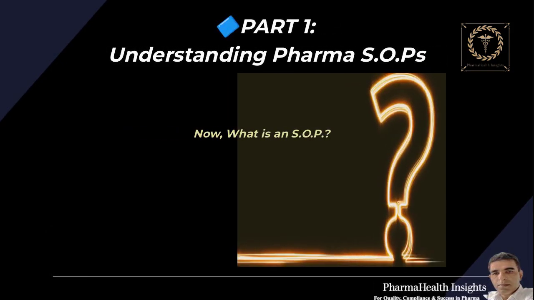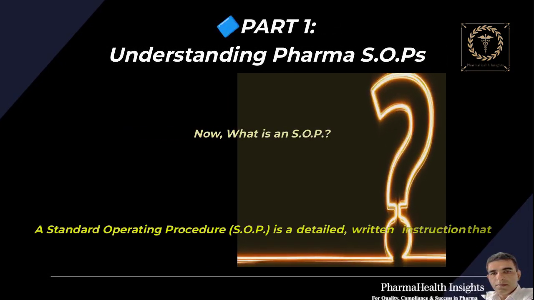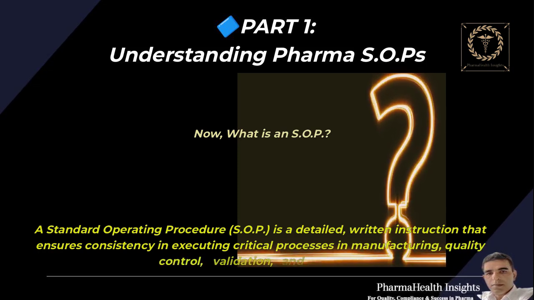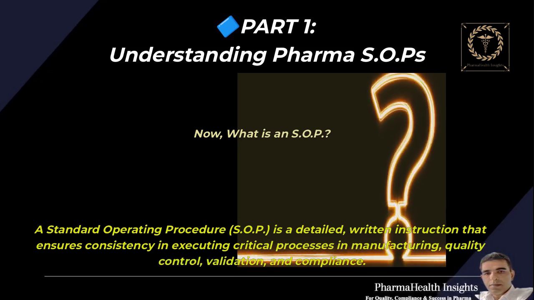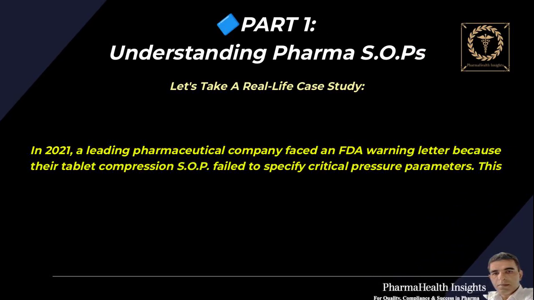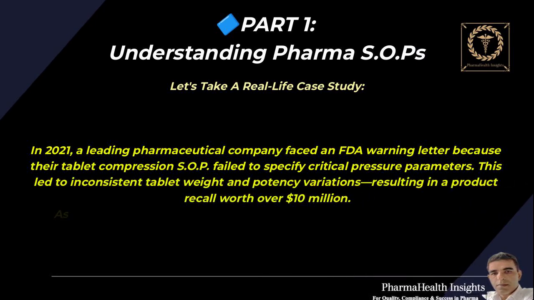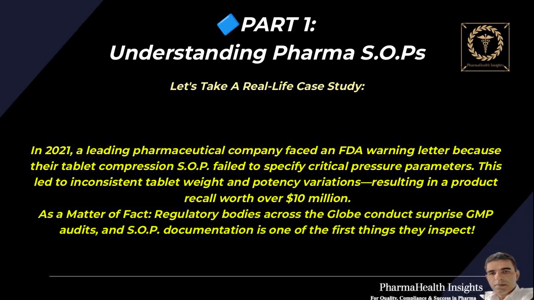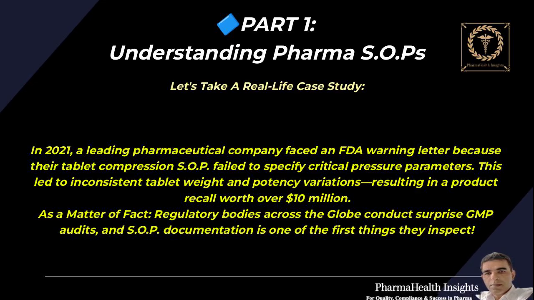Now, what is an SOP? A standard operating procedure, SOP, is a detailed, written instruction that ensures consistency in executing critical processes in manufacturing, quality control, validation, and compliance. Let's take a real-life case study. In 2021, a leading pharmaceutical company faced an FDA warning letter because their tablet compression SOP failed to specify critical pressure parameters. This led to inconsistent tablet weight and potency variations, resulting in a product recall worth over $10 million. As a matter of fact, regulatory bodies across the globe conduct surprise GMP audits, and SOP documentation is one of the first things they inspect.